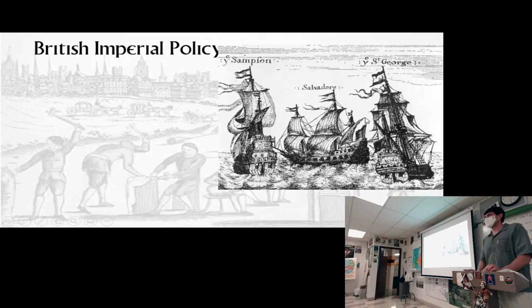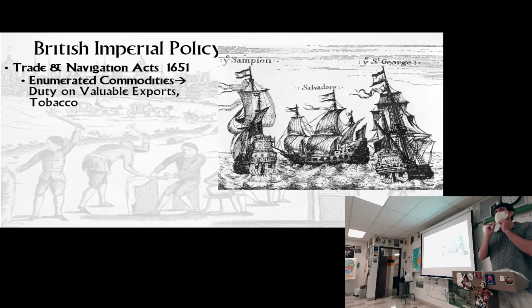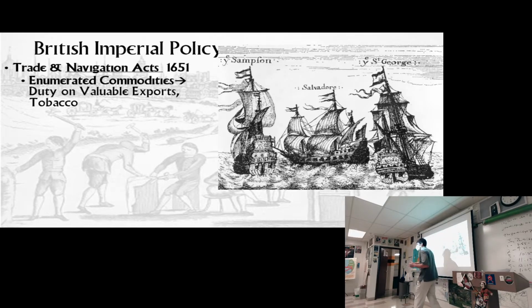1650s, three major laws. The first one in 1651, that we lump together as the Trade and Navigation Acts, or sometimes simply the Navigation Acts. This was actually done when Britain was a republic in the Commonwealth. But then as soon as the king came back, they kept doing this. And what were they? A list of commodities, aka enumerated commodities. They listed out valuable commodities like tobacco and put a tax on it.